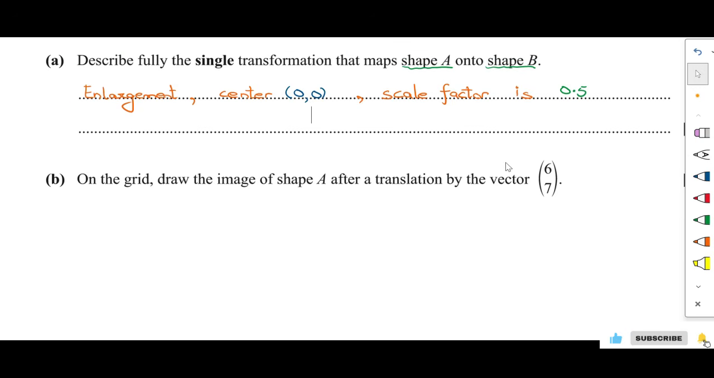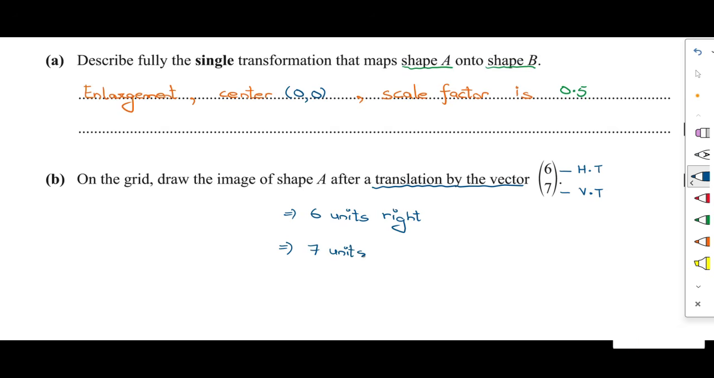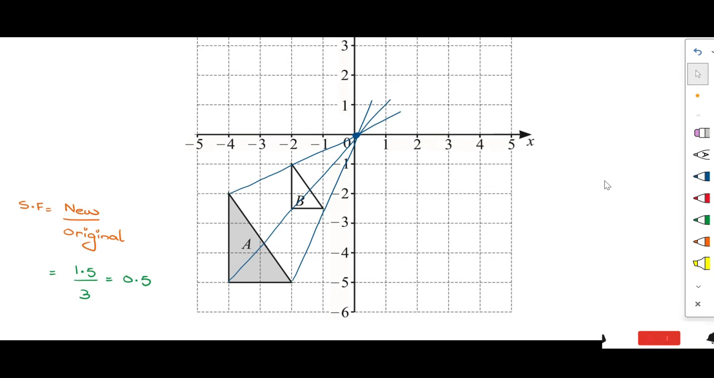All right, now for part B, on the grid, draw the image of shape A after translation by the vector (6, 7). 6 is the horizontal translation and 7 is your vertical translation, right? 6 units, so it means we have to move 6 units right because it is positive. Horizontal is right or left, right? So it is positive 6 towards the right, and vertical translation is up or down, so it's positive, so 7 units up. All right. So 6 units right and 7 units up.